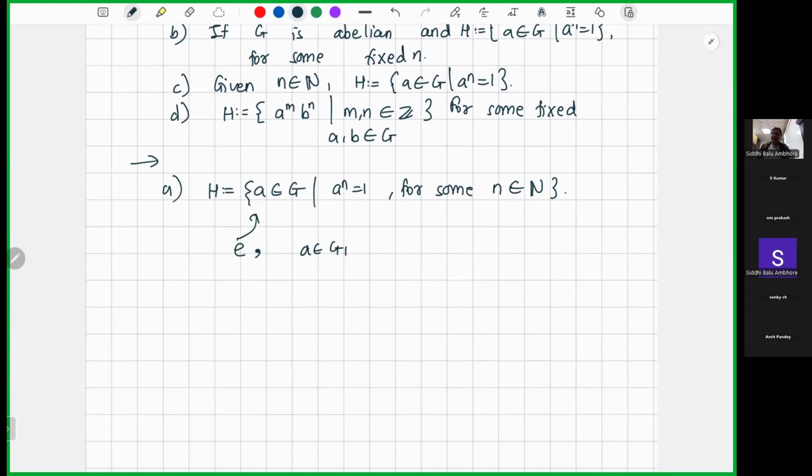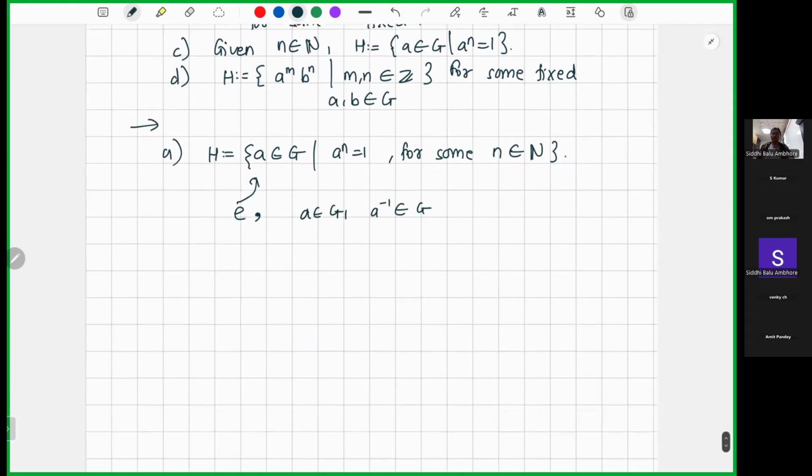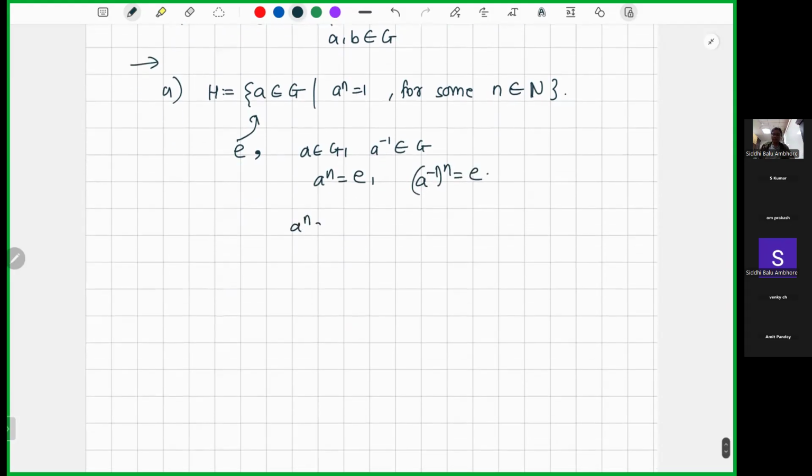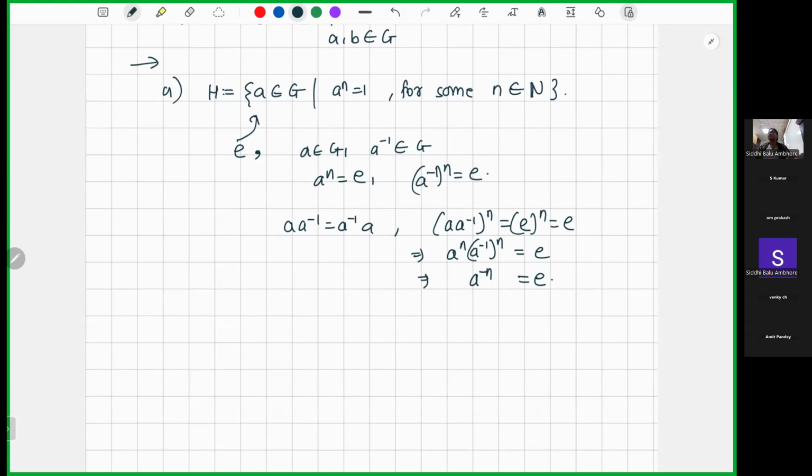And if A belongs to H, then definitely A inverse would also belong to H, because if A power n is E, then A inverse power n will also be E. You can check this: A inverse power n is the inverse of A power n, which is E. So identity and inverses are okay.